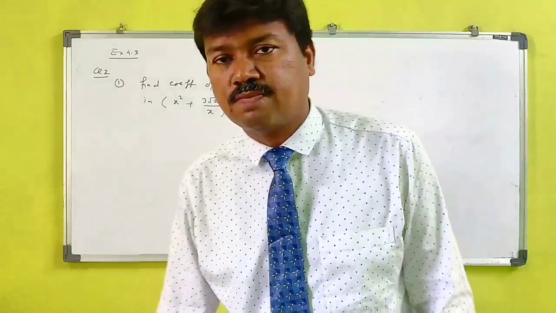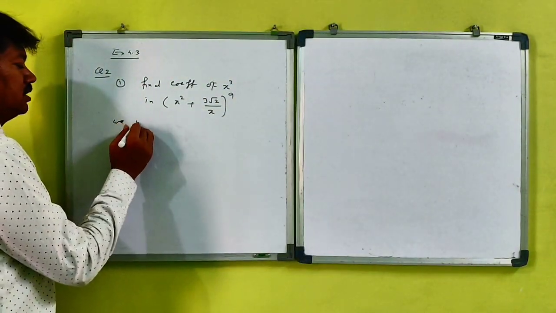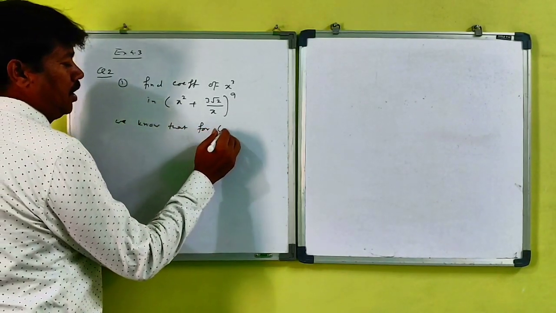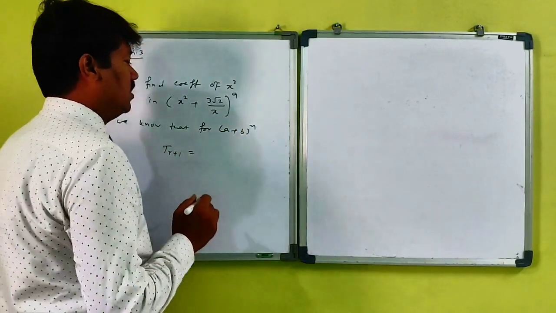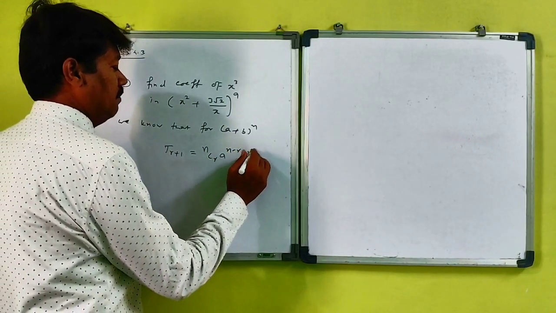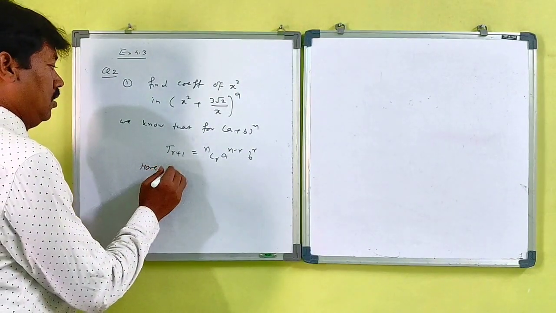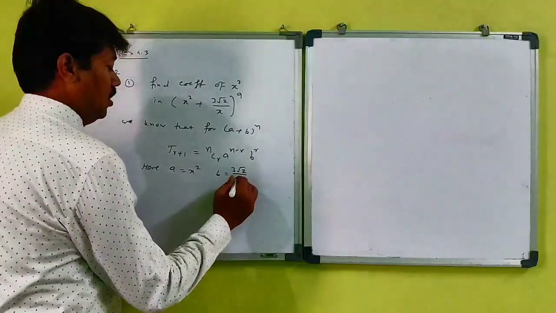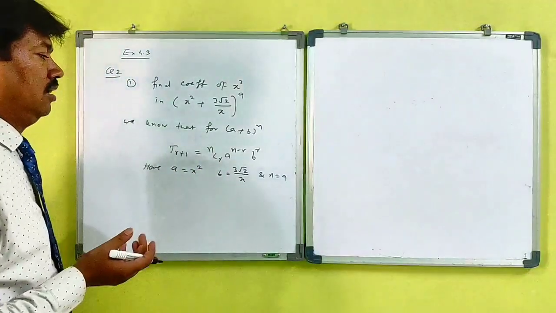The general term of the expansion. How to find the general term of the expansion? So we know that for (a plus b) raised to n, T r plus 1 is always given by nCr, a raised to n minus r, b raised to r. So here a is x square, b is 3 root 2 upon x, and n is 9. We don't know what r is.